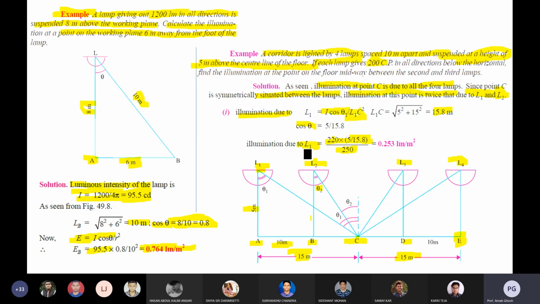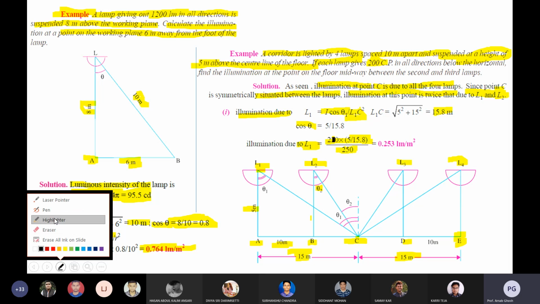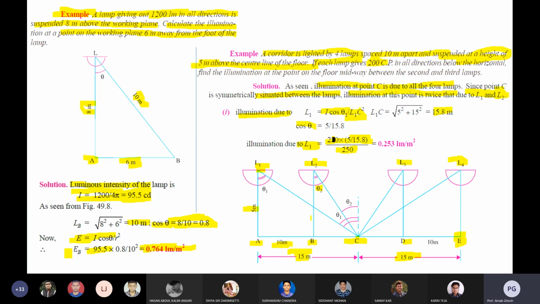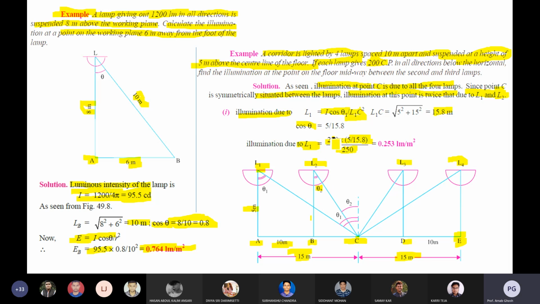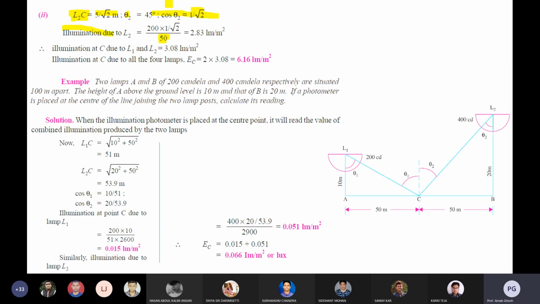All of you able to understand? That should be 200. The candle power is given 200, that's why it is 200. So please change it to 200, and that answer is correct. The answer is right, but it will be changed to 200. So update it. Then next in this case, 200.